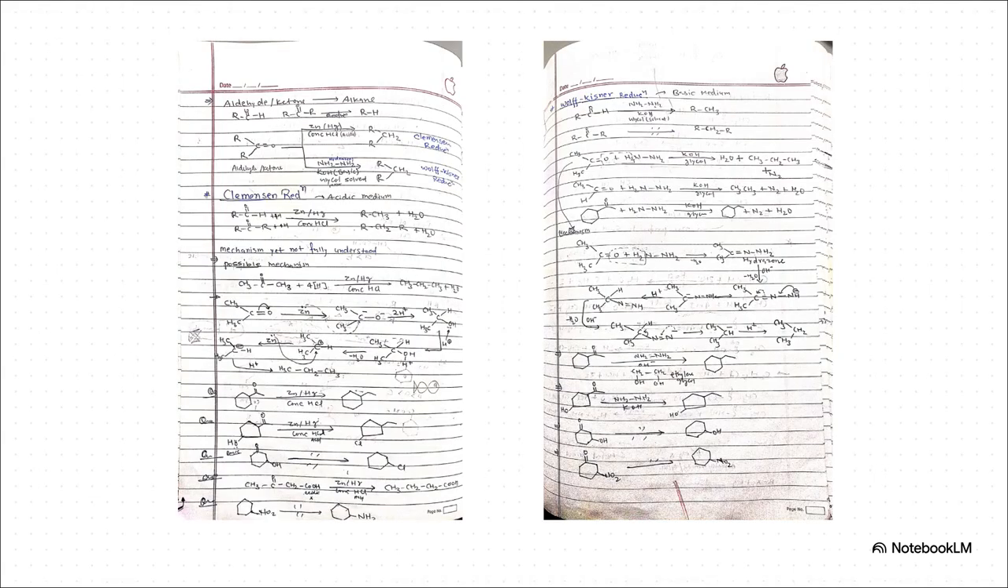Now, what about aldehydes and ketones? Check this out. Both of these reactions you see here, the Clemmensen and the Wolff-Kishner, do the exact same thing. They take that carbon-oxygen double bond, the carbonyl group, and they reduce it all the way down to a CH2 group, or a methylene group. The result is identical. So, how on earth do you choose which one to use?